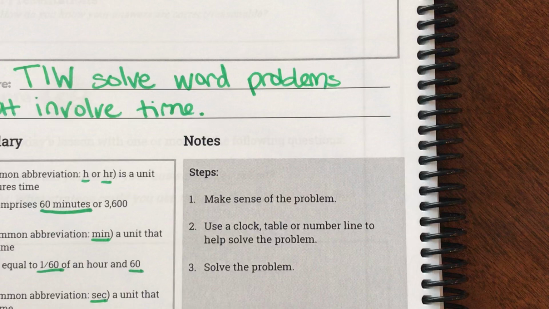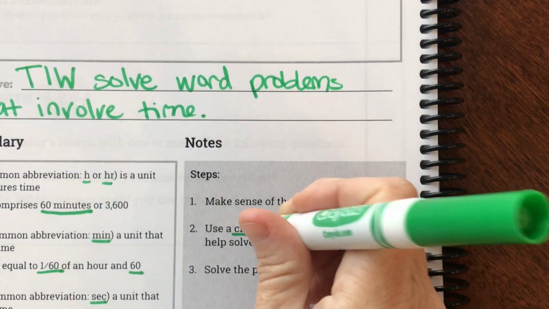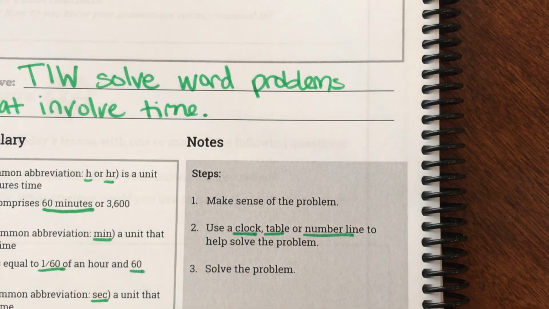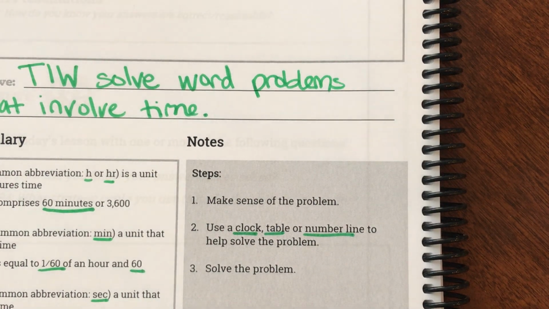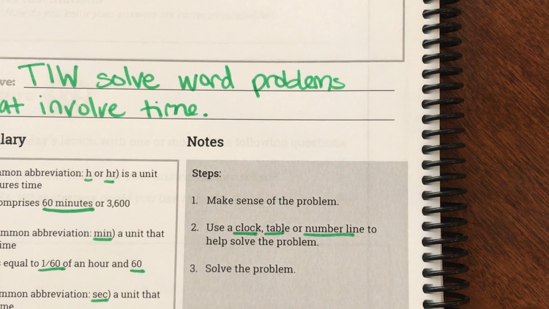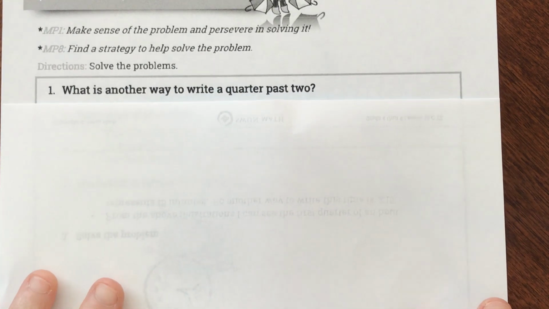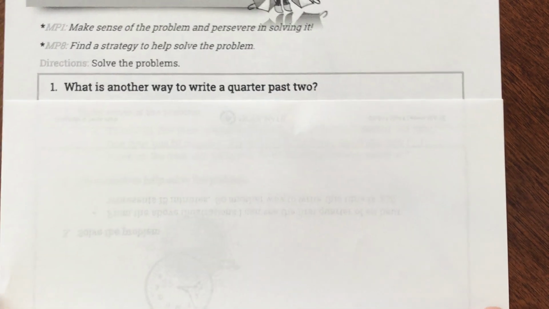Okay. So our steps today are we're going to make sense of the problem, and then we have three things that we can use to help us: a clock, a table, or a number line. So those are kind of going to be our tools that we're going to use to try and solve these problems, and then solve the problem. Okay, so what does this look like? I'm going to put down my green pen and get my red pen. If you want to just put down your pencil and watch for a moment, here's my first problem.